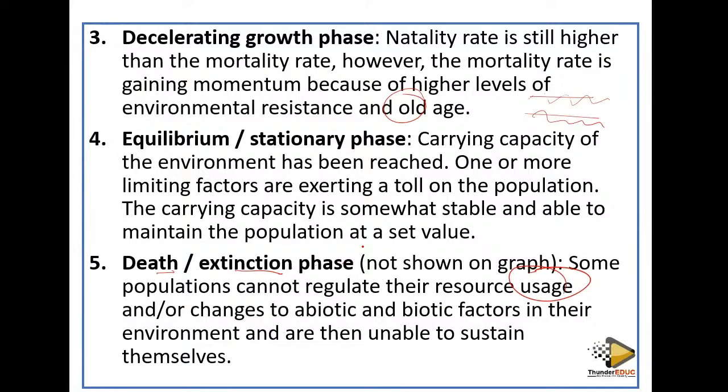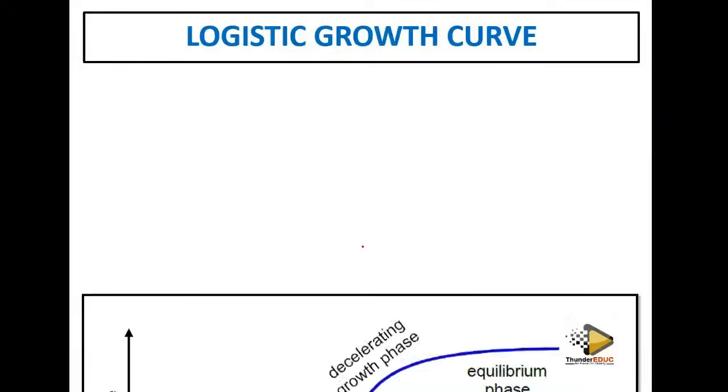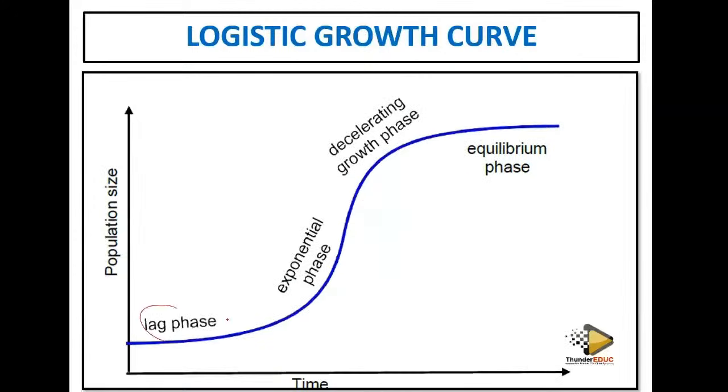So you have the lag phase, the log phase, or the accelerating phase, the decelerating phase, and then the equilibrium phase, and then the death phase. You can't go to the paper without knowing this. This is the lag phase. This is the exponential phase. Everything is good.